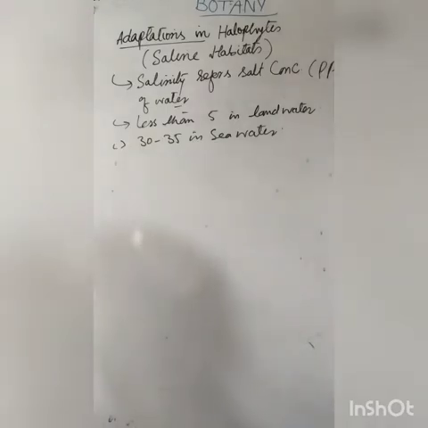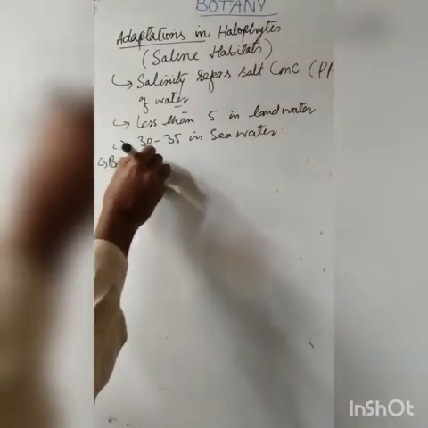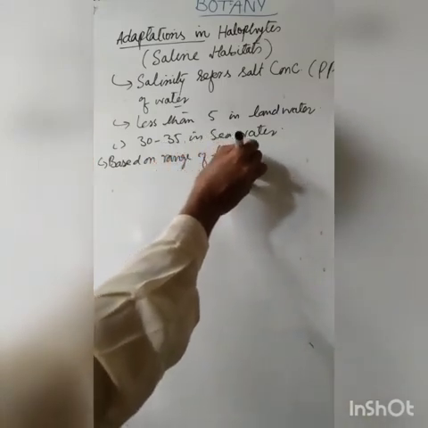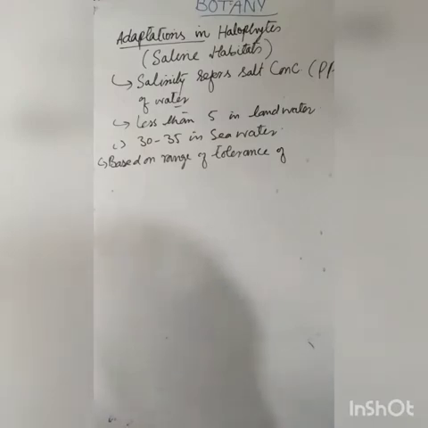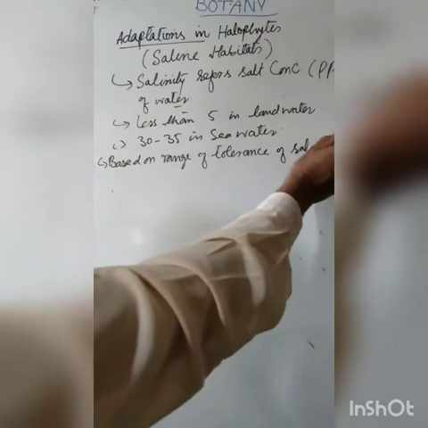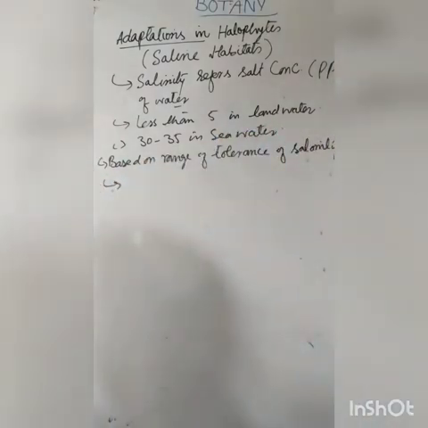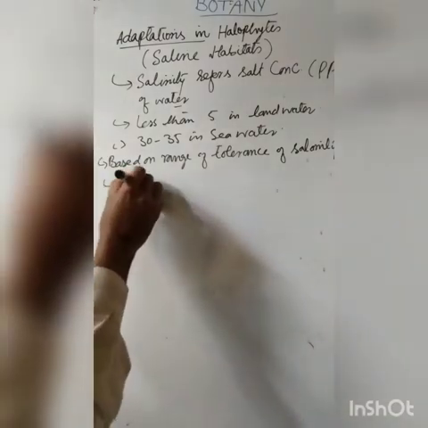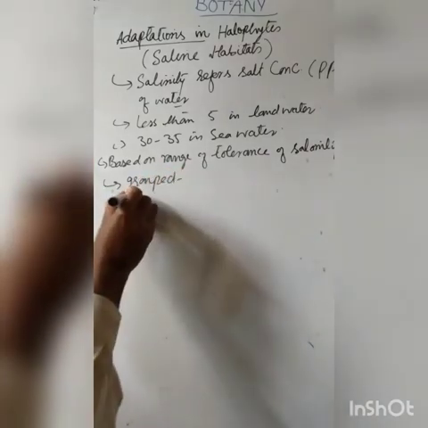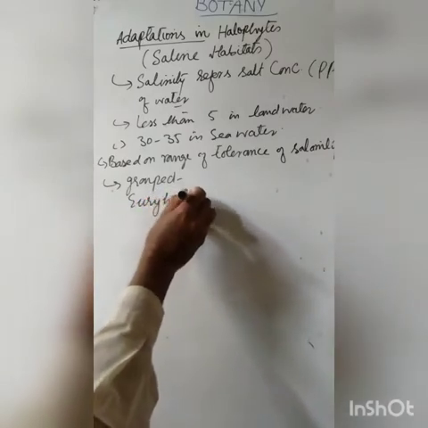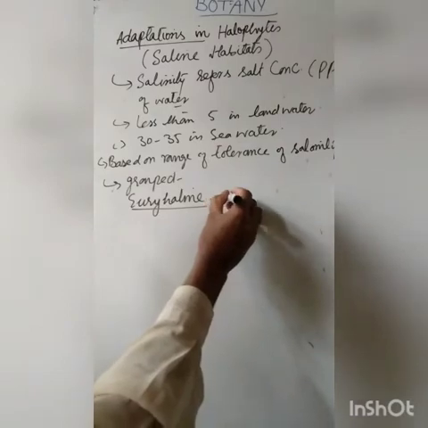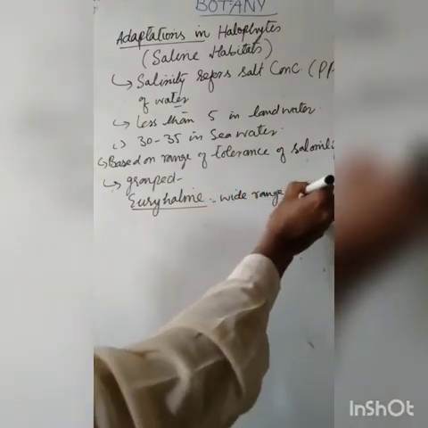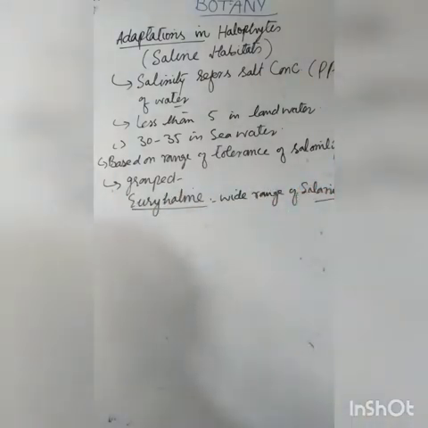Now, based on the range of tolerance of salinity, organisms can be grouped into two types. One is called euryhaline. These organisms can tolerate a wide range of salinity. That is, they can tolerate the wide range.